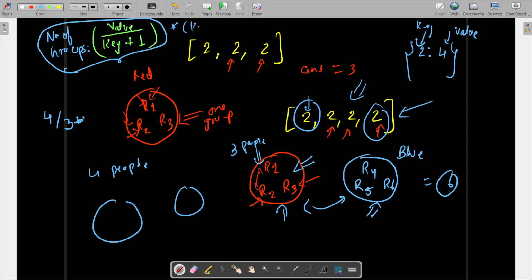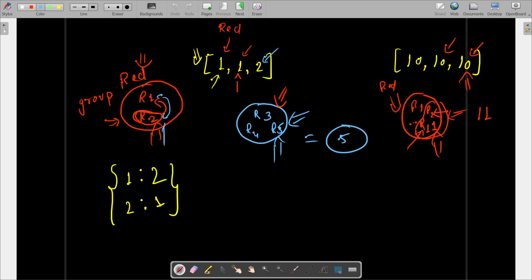Key +1 again. So let's go back to this thing. Again we will see that 1 occurs twice, and we know 5 is the answer for this. So let's apply that formula here directly, and see how it's going to work. So coming to this, how many groups are possible for this case?